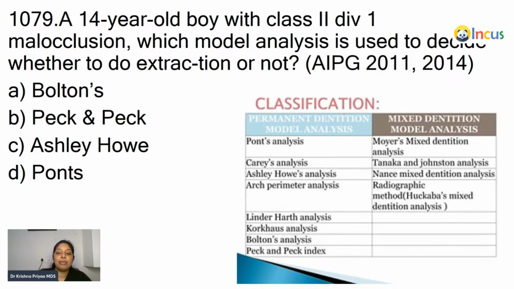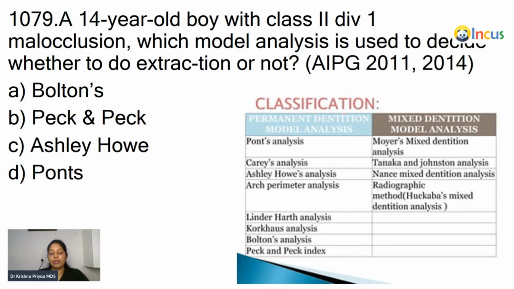In the previous scenario, we can also look into this classification which delineates between the permanent dentition model analysis and the mixed dentition model analysis. Generally, in mixed dentition model analysis, the concept is that we are looking at the aspect wherein we have the permanent central incisors, lateral incisors, and the permanent first molars in the upper and lower arch. So the patient would be around 6 to 7 years of age.